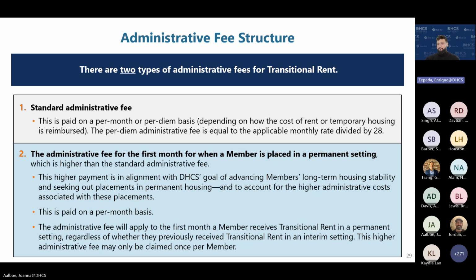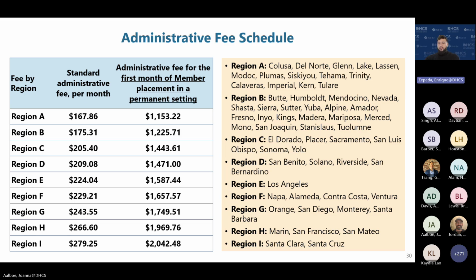Next slide, please. So here you can see both the standard administrative fee and the administrative fee for the first month a member is placed in a permanent setting by region. The fees are listed per month, and the per diem administrative fee is equal to the applicable monthly rate divided by 28. So this concludes the section on administrative fees, and with this, I'll hand it back over to you, Glenn. Thank you.